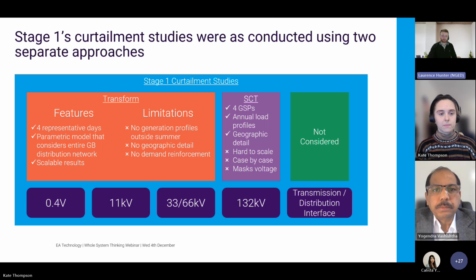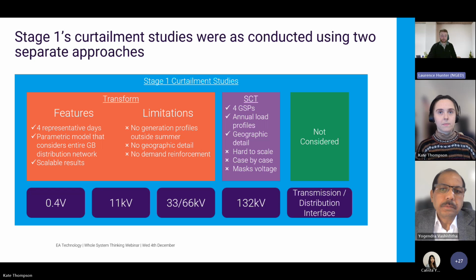Using the parametric model, we considered the entire GB distribution system in one study. This is not currently possible with current load flow methodologies available to us, as there isn't a model that could converge over such a significant network. And it was able to produce very scalable results. The results that we used through Transform, as I say, cover the 400 volt to 66 kV network.